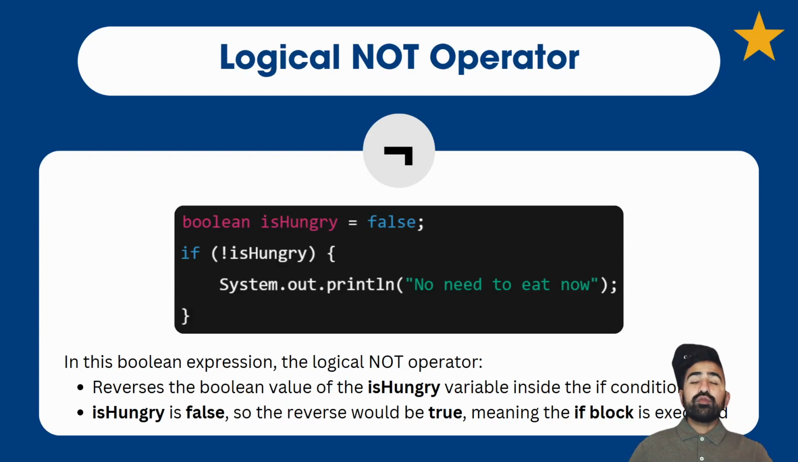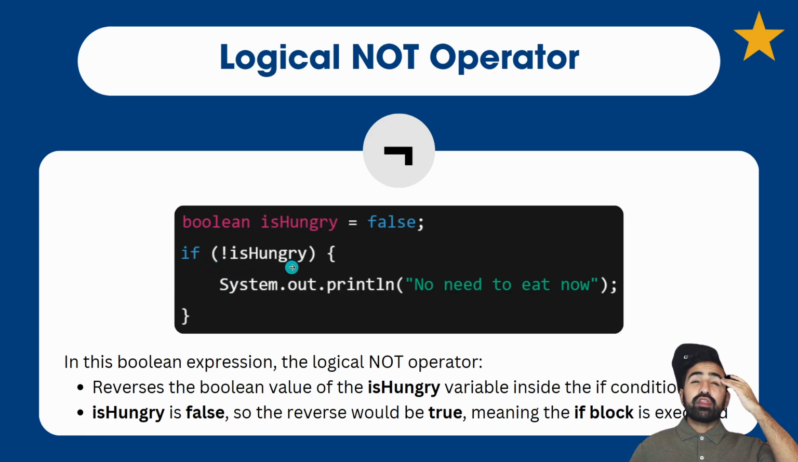Let's take a look at a few more examples, beginning again with the logical not operator. So let's skip the value here. All we need to know is that is hungry is a Boolean. Let's skip straight to the if condition here. So if not is hungry.